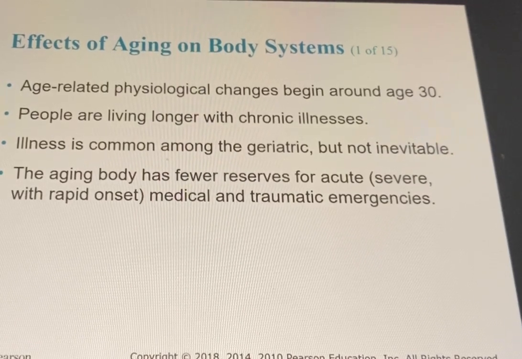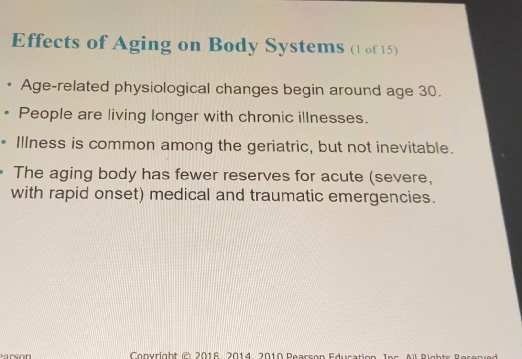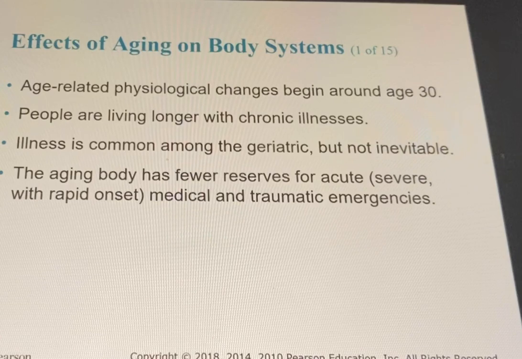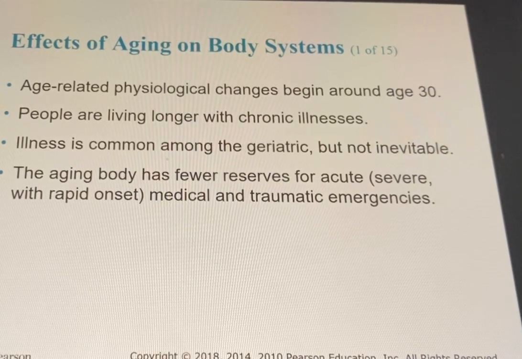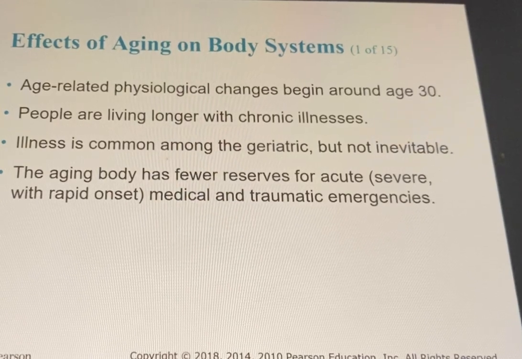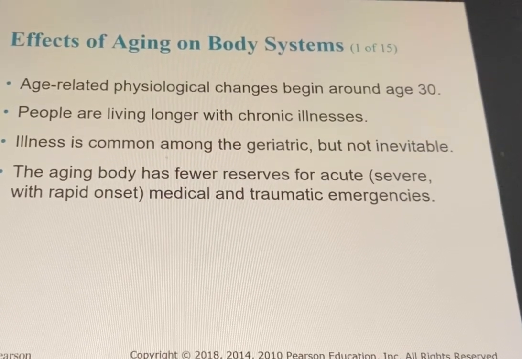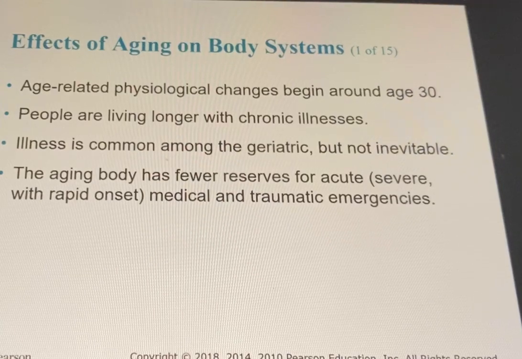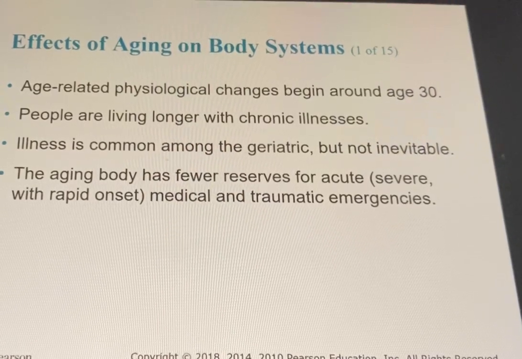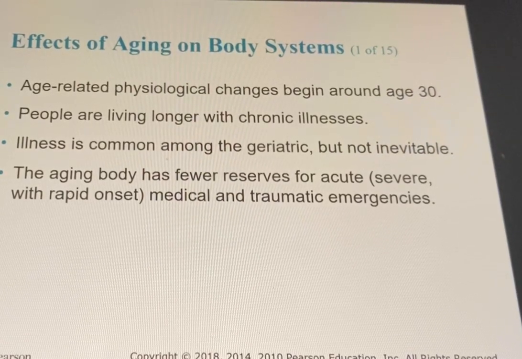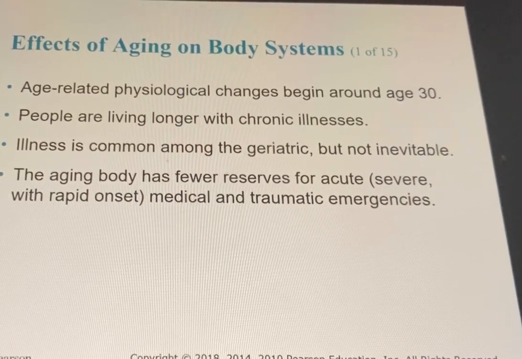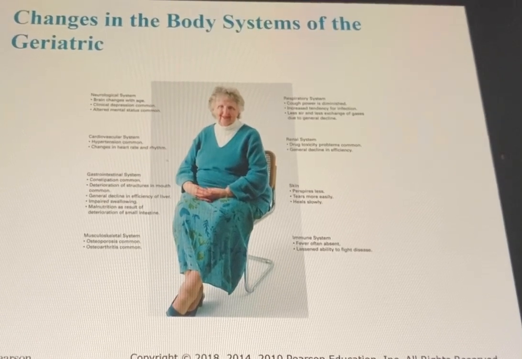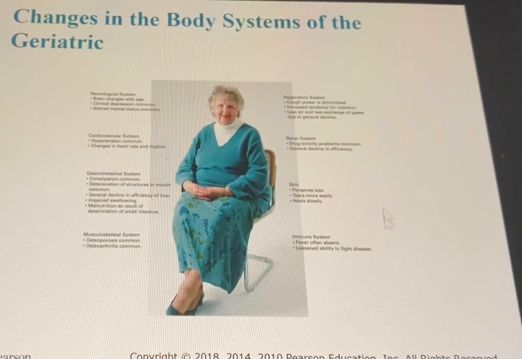People are living longer with chronic illnesses. Medicine is getting better every day, every month, every year. We're making advances in medicine. Illness is common among the geriatrics, but not inevitable. The aging body has fewer reserves for acute medical and traumatic injuries. So, changes in the body system of the geriatric patient.